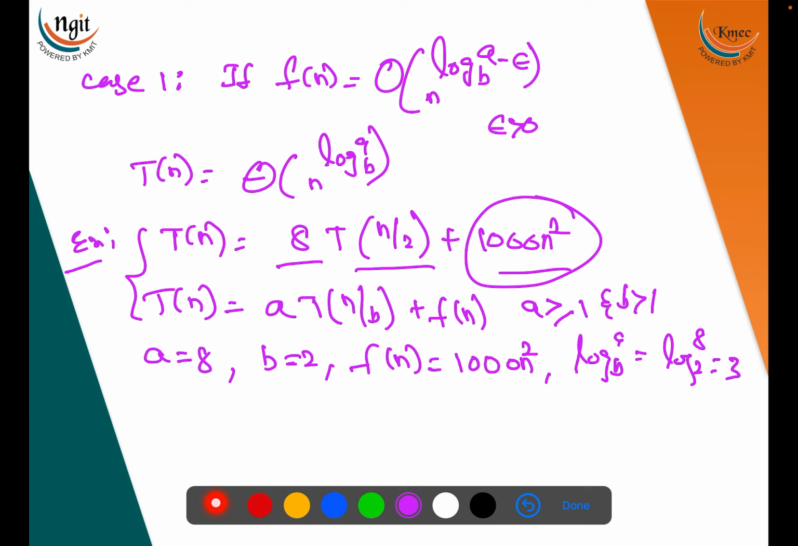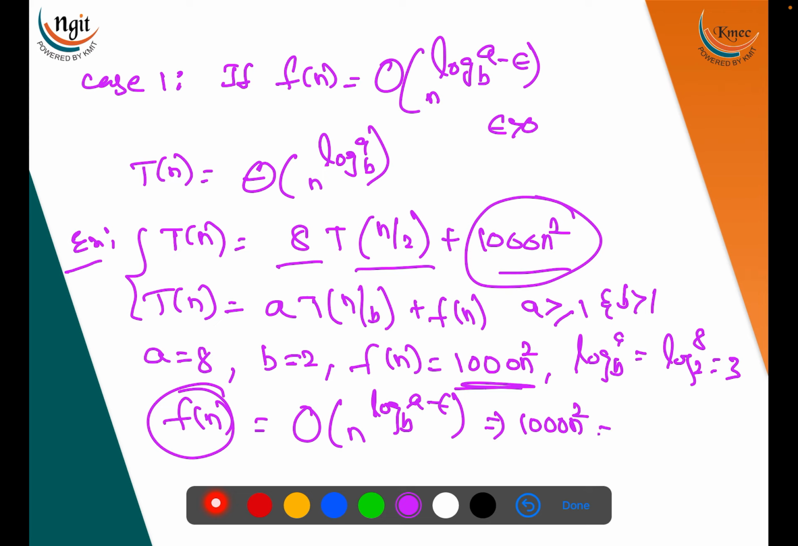Now put all the values in f(n) equal to O(n^(log_b a - epsilon)). Now f(n) is what? 1000n^2.